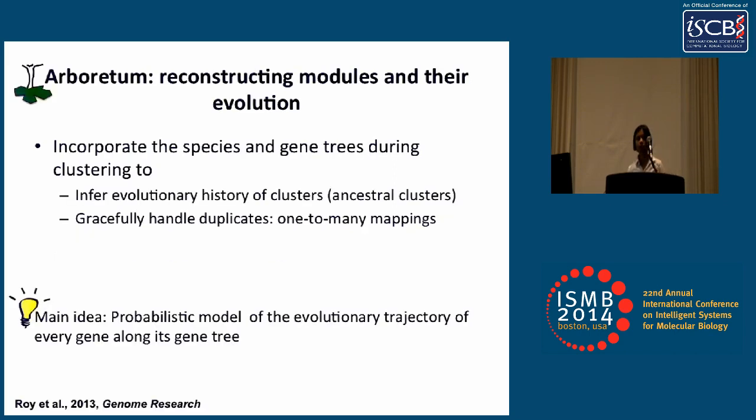So what is Arboretum? The key idea of this algorithm is to use trees at the gene level and the species level, to handle gene duplication and also to infer the ancestral module assignments. It is based on a probabilistic process of how the data is generated. So what data? Gene expression data.